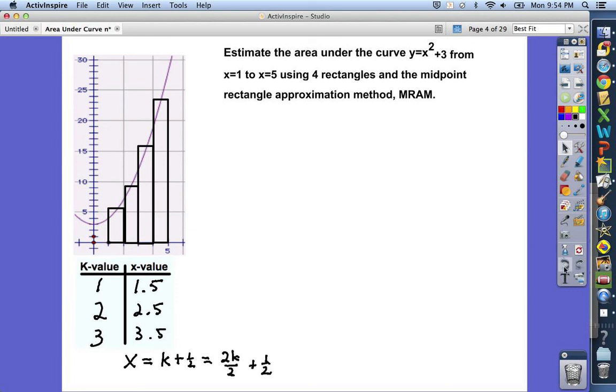Writing these as a fraction is always the easiest way. The common denominator with k and 1/2 is 2, so 2k over 2 plus 1/2, which gives us 2k plus 1 over 2 when we combine. So that was the value I would use to plug in for the x.